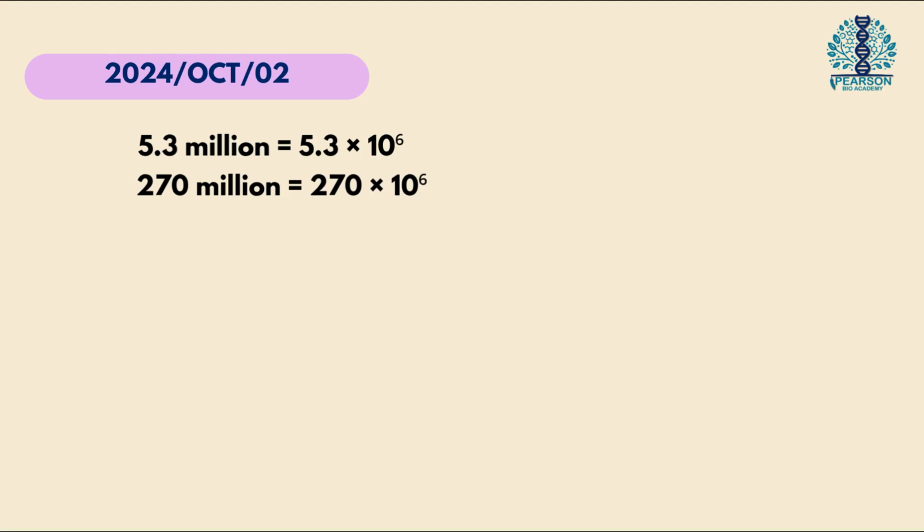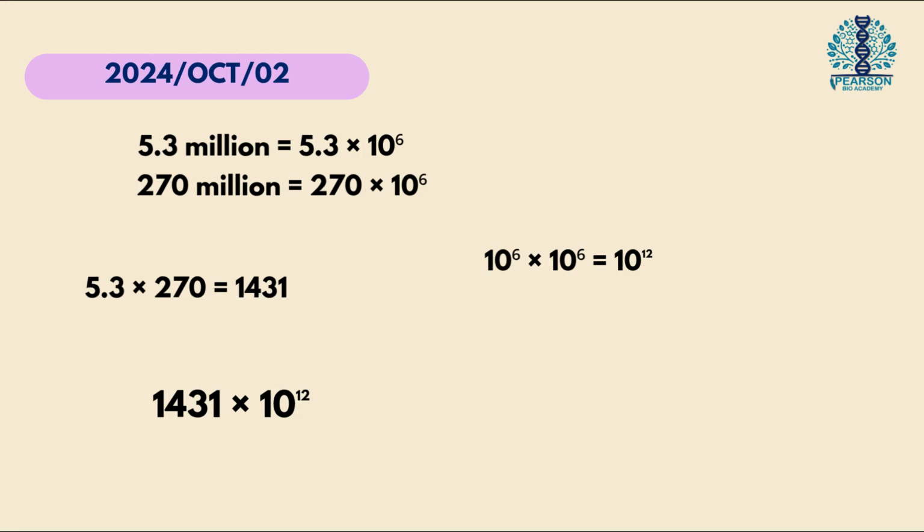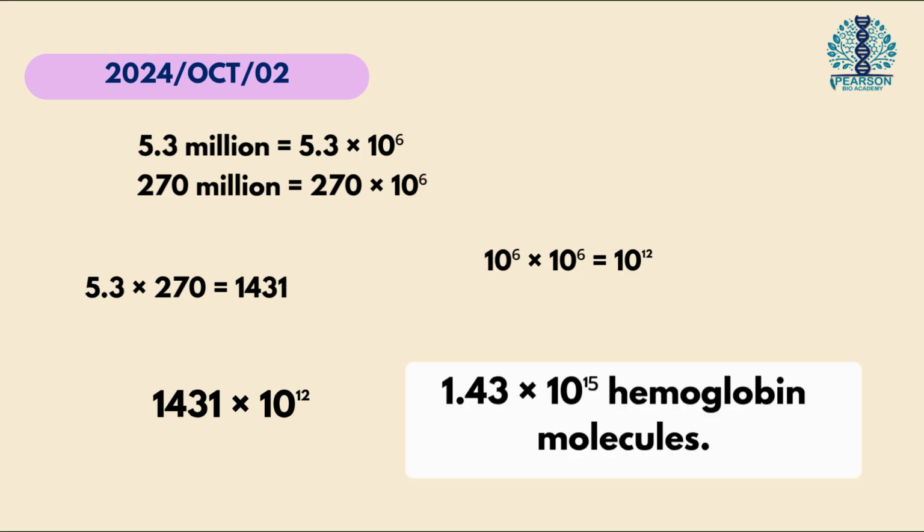Now multiply them together. 5.3 times 270 is 1431, and multiply the powers, and then it will be 10 to the power 12. So the answer becomes 1431 times 10 to the power 12. Finally, convert it into standard form, so it will be 1.43 times 10 to the power 15 hemoglobin molecules.